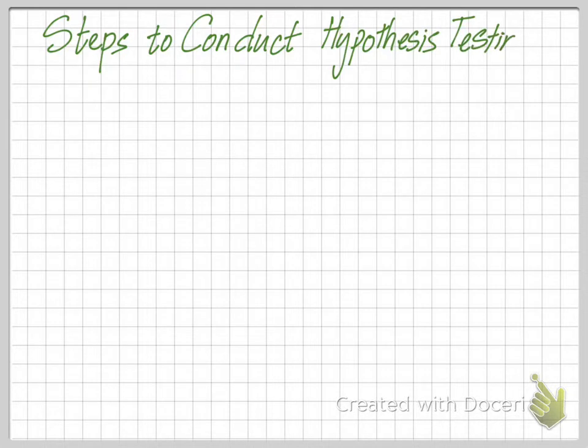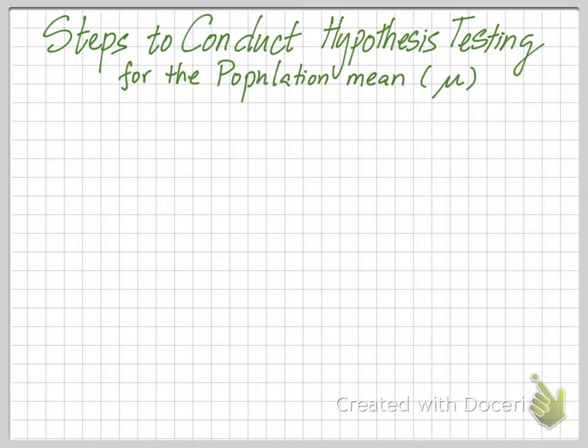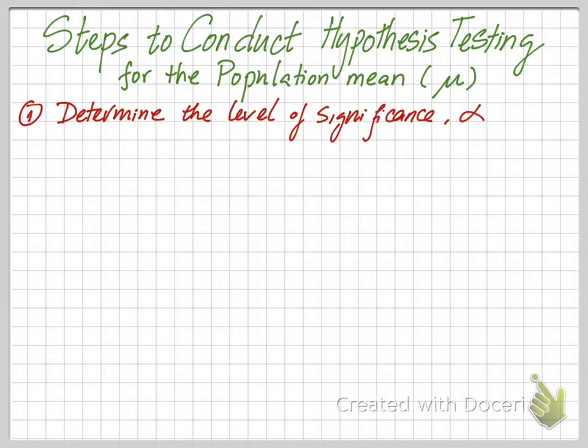This video shows how to conduct hypothesis testing for the population mean mu. So the first step is to determine the level of significance alpha. The level of significance is the maximum allowable probability of making type 1 error, and usually is denoted using alpha.